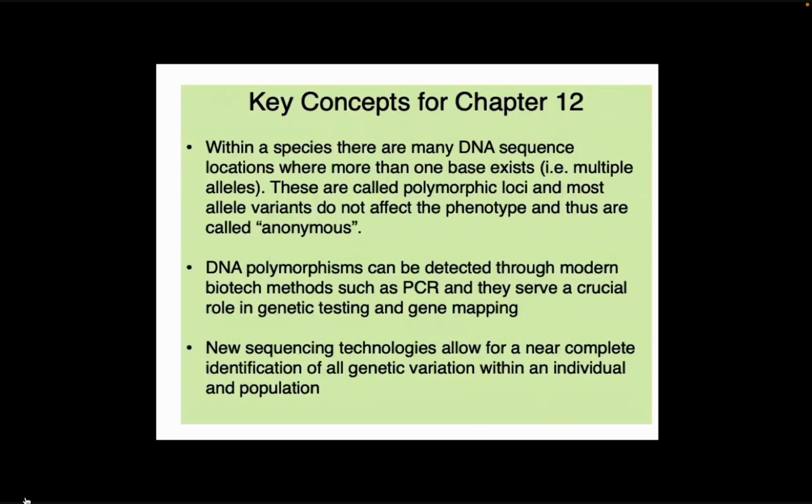These DNA polymorphisms can be detected through modern biotech methods such as PCR, and they serve a crucial role for genetic testing and mapping. We're going to find out that when you compare two individuals, maybe 0.1 to 1% of your sequences are different than the average.